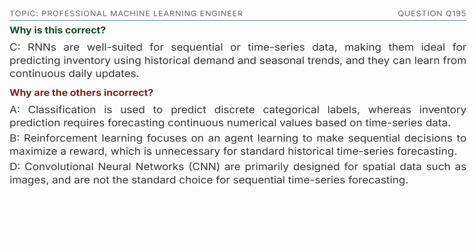Why are the others incorrect? A. Classification is used to predict discrete categorical labels, whereas inventory prediction requires forecasting continuous numerical values based on time series data. B. Reinforcement learning focuses on an agent learning to make sequential decisions to maximize a reward, which is unnecessary for standard historical time series forecasting. D. Convolutional neural networks, CNN, are primarily designed for spatial data such as images, and are not the standard choice for sequential time series forecasting.